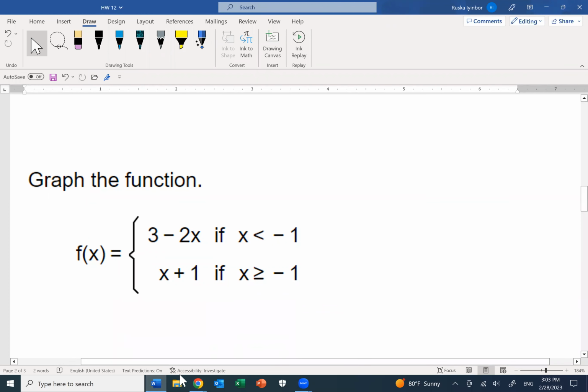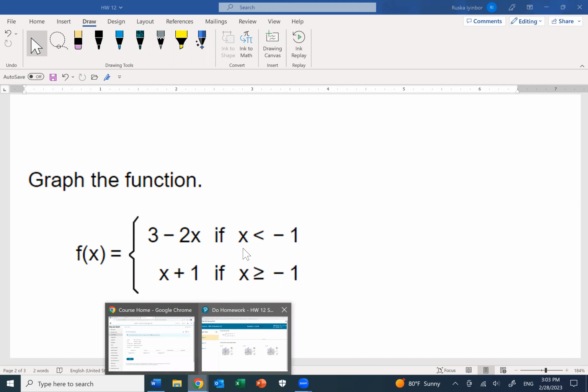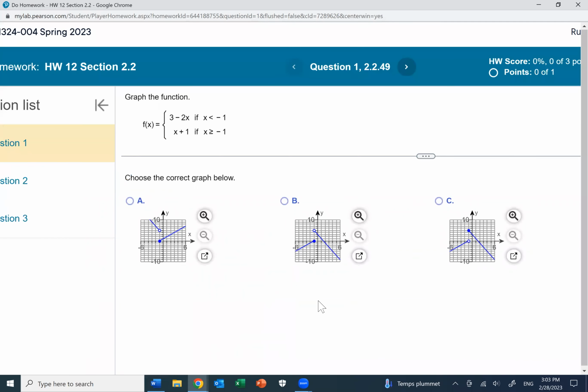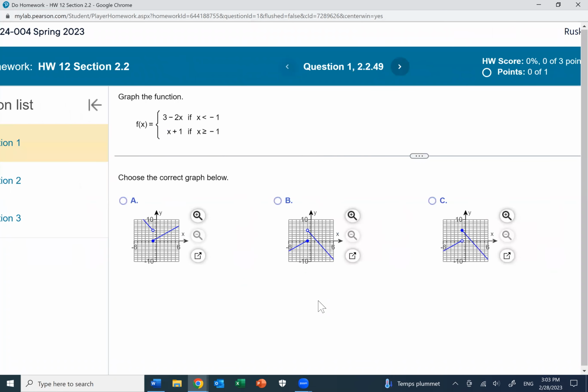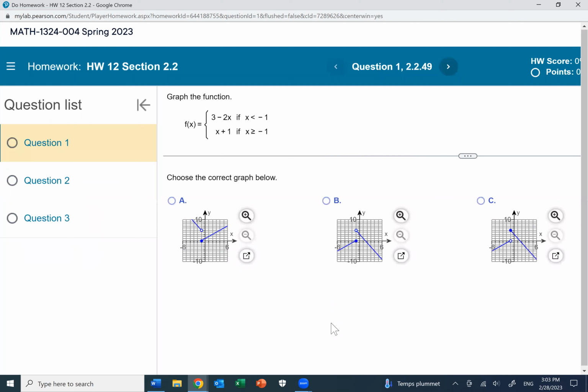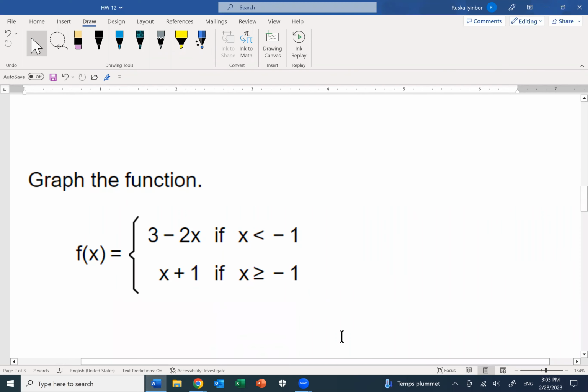So I'm going to explain how to graph it, and then we're going to pick the right graph, because here you don't need to graph it actually. You just have to pick the right one. There are 4 graphs. You have to pick the right one. Which one of those 4 graphs is the graph of the piecewise function? So all these 3 questions, they're the same way. And I have them on my file.